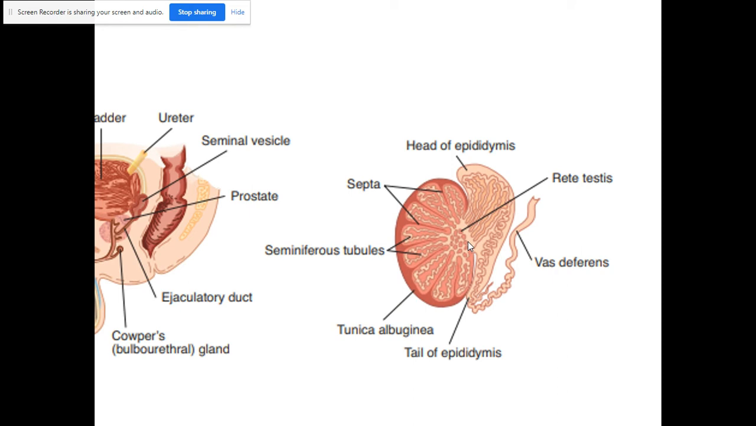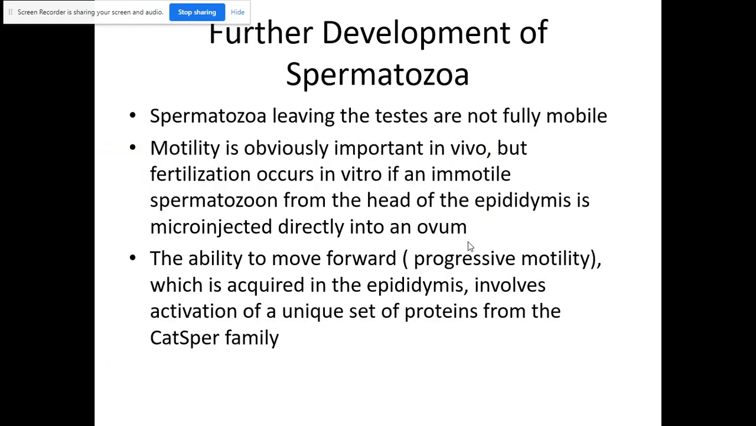If this does not occur, the sperm entering the epididymis are diluted in a large volume of fluid, and this will result in infertility or reduced fertility. Okay, so let's proceed now to the further development of the spermatozoa.